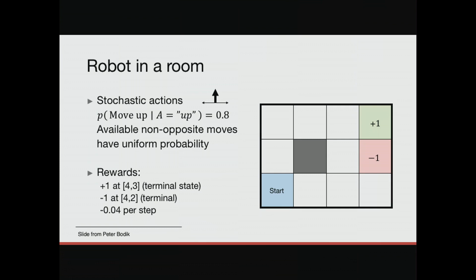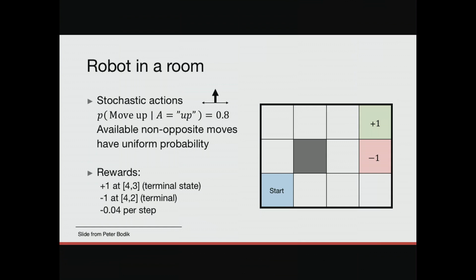For each step that the robot takes, it incurs a 0.04 negative reward. So that says essentially that if you keep going for a long time, your reward will be bad. The value of the policy will be bad. So you want to be efficient. So basically, you can figure out you want to get to the green thing. That's one part of it. But you also want to do it quickly.